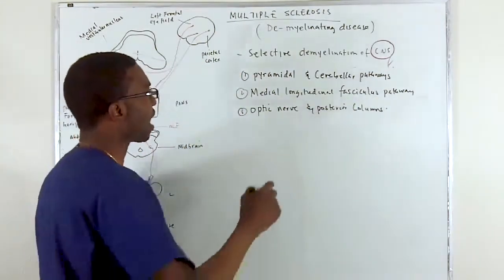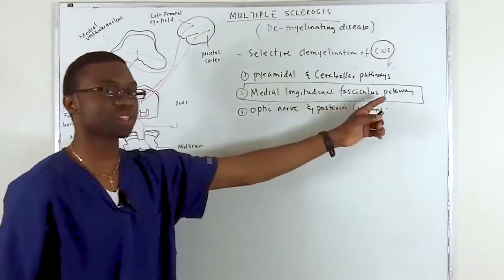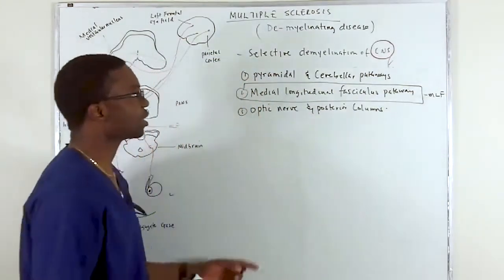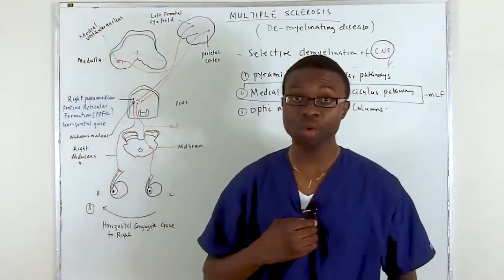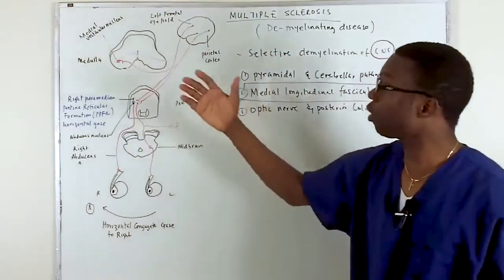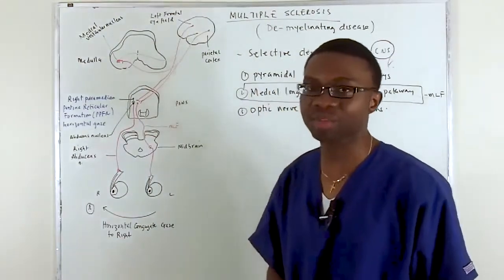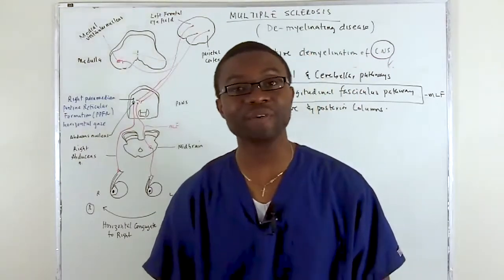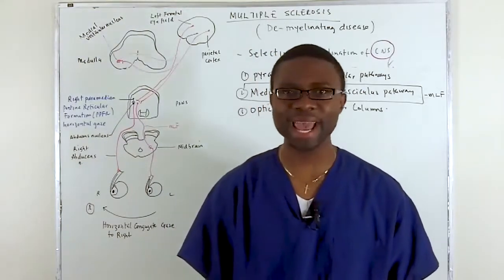Now, in this lecture, I'm going to talk about the medial longitudinal fasciculus pathway, known as the MLF pathway. And I'm also going to talk about the optic nerve and the posterior columns, because when I talk about why the patients present with these symptoms, you will be able to understand this better. On the right side of the board, I have drawn out the medial longitudinal pathway. This pathway doesn't just exist by itself. It's a very, very important pathway for us to be able to conduct conjugate gaze.